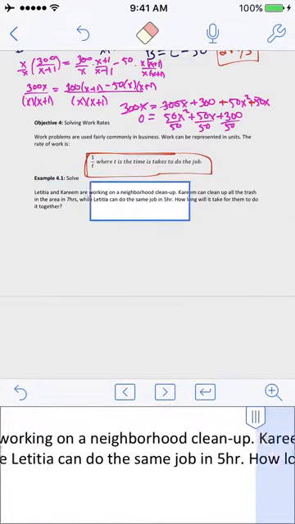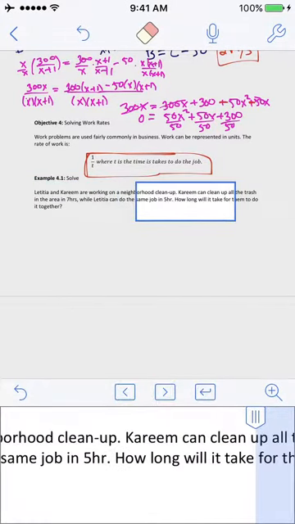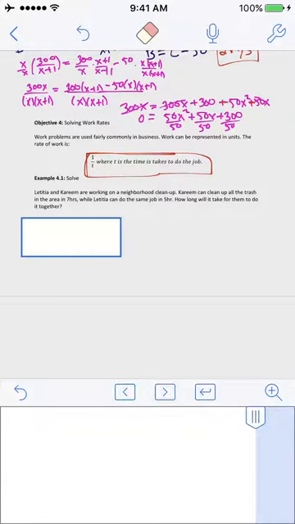Back to Letitia and Kareem. The same idea. We can set up another table, because those are very useful.